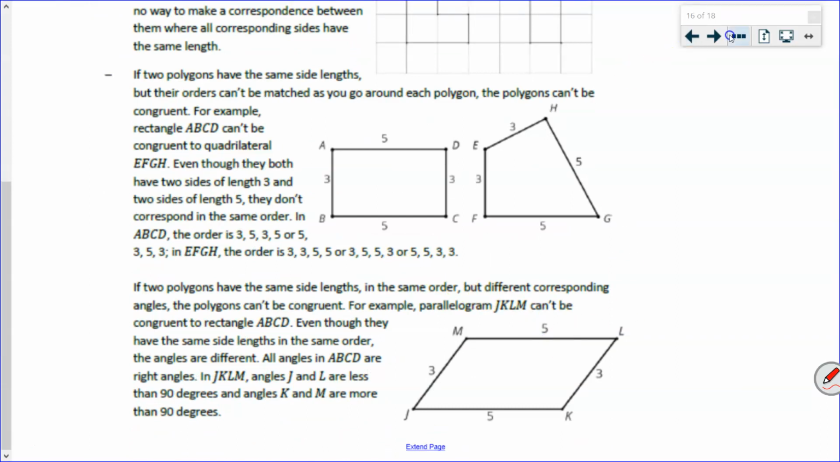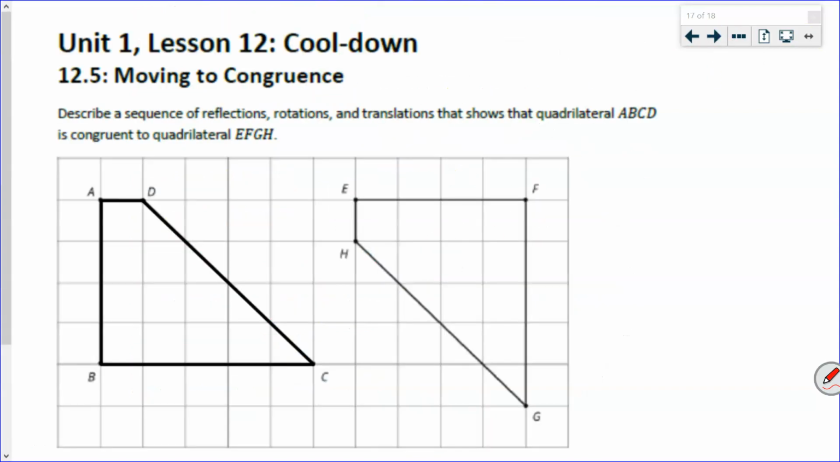And yeah, that's all for that. I'm not going to highlight anything else. I kind of liked that concept there, but now let's skip to that cool down. Last problem of the day. Please describe a sequence of reflections, rotations, and translations that shows how quadrilateral ABCD is congruent to EFGH. There are multiple ways to do this.